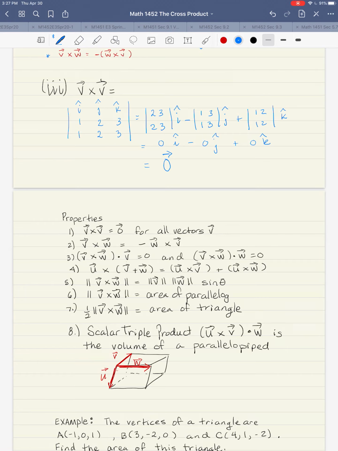The law of sines gives us that the magnitude of v cross w is equal to the magnitude of v times the magnitude of w times the sine of angle theta. So we've got yet another formula to find the measure of the angle between two vectors. The dot product's much quicker, but the sine works as well.